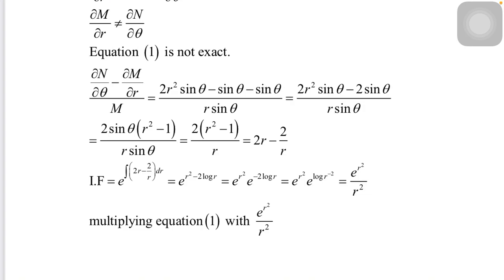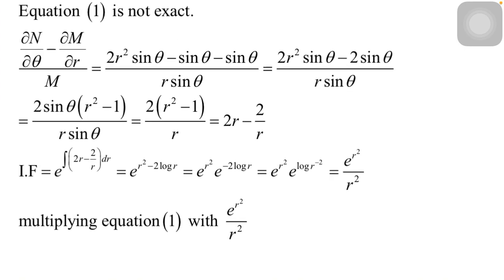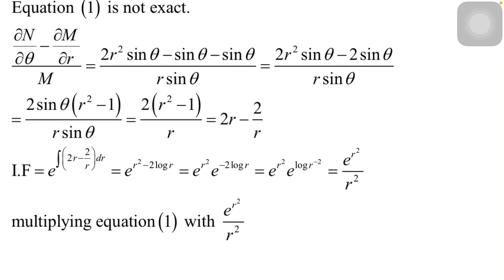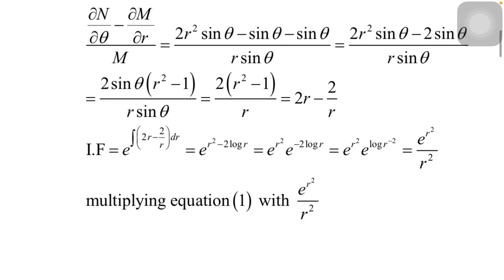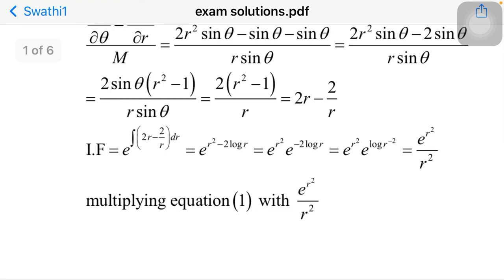So e power r square into, you write e power log r power minus 2, because m log n can be written as log n power m. So e power r square into, e and log cancelled, we have r power minus 2. So that we write e power r square by r square. And you note that there is a formula: e power log f of x is f of x. Now multiplying equation 1 with this integrating factor.